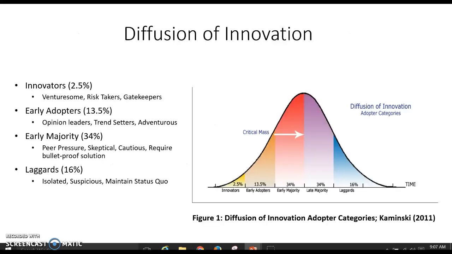So with that in mind, we can break that down into different types of people. You have innovators. The innovators make up a very small percentage. They are the people who are going to have this device no matter what.